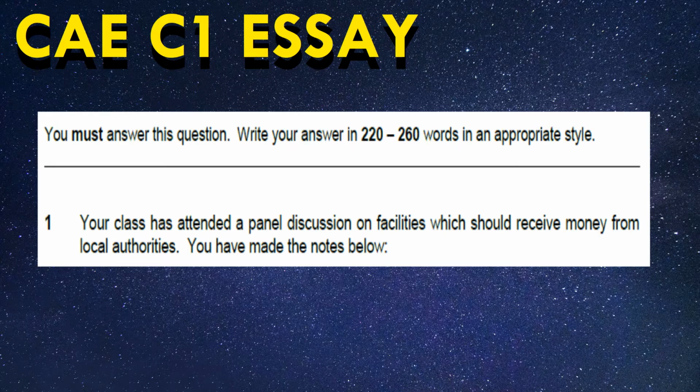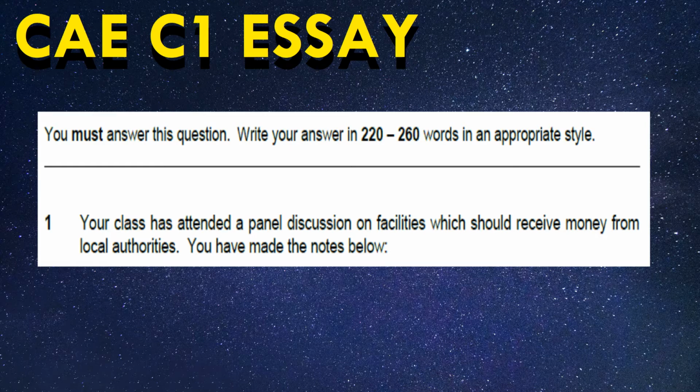So again, a reminder that in the CAE exam, there are two writing components. One is a mandatory essay, and then the other one, you have a choice of the writing format you will write in. Now it says your answer must be 220 to 260 words and in an appropriate style.